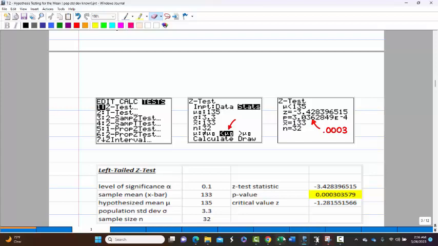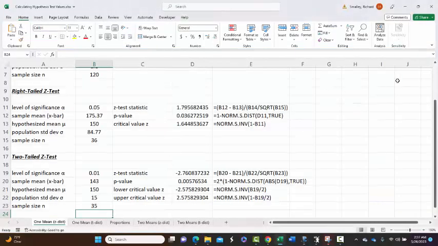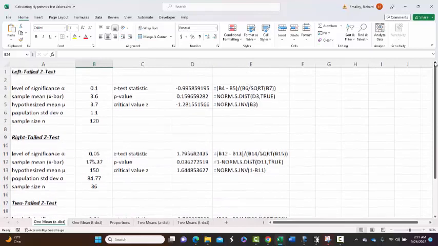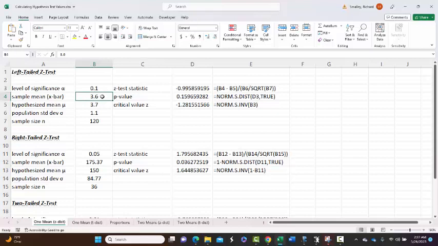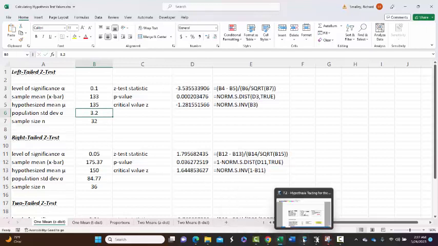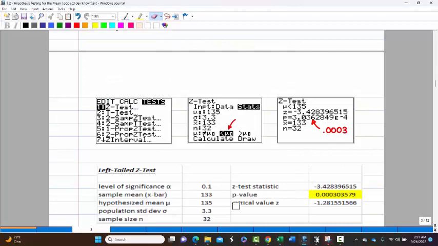Now, to do this correctly in Excel, we have to pay careful attention and pick the correct one of the 3 to use. This is a left tail. I already forgot the level of significance. I'll have to go back. 133 was the sample mean. 135, and I believe the standard deviation was 3.2. I'll double check that. That doesn't feel right. I'm thinking now it's 3.3, but I'm going to go look anyway because I need the level of significance. 0.1 is the level of significance, and it's 3.3.